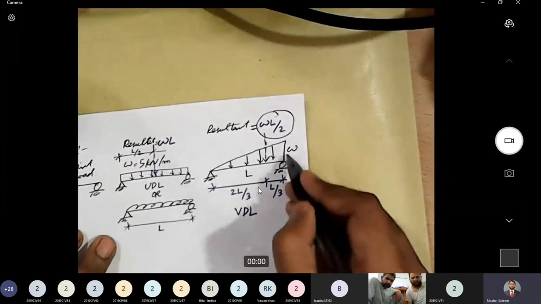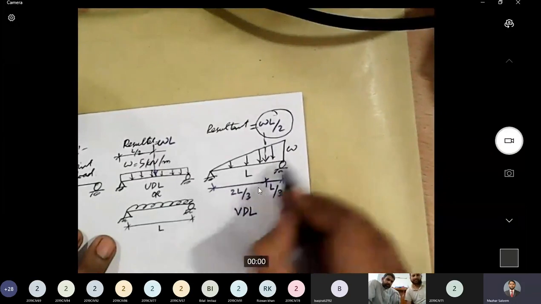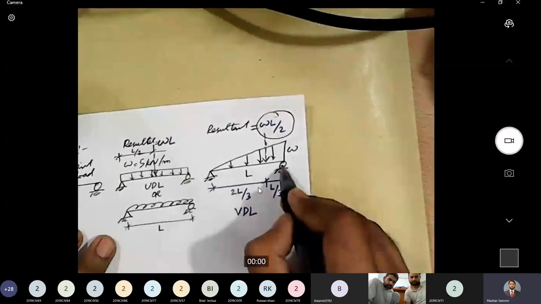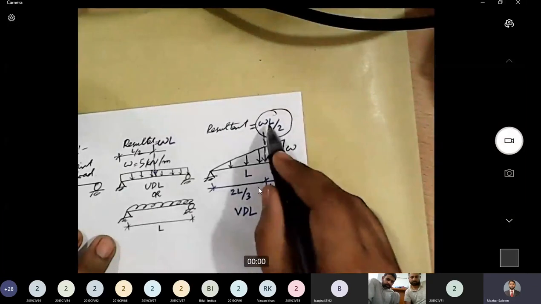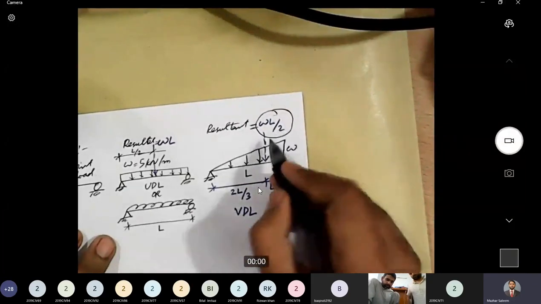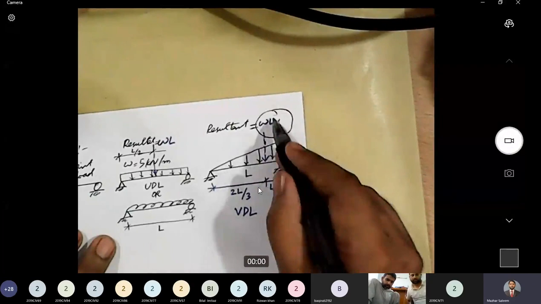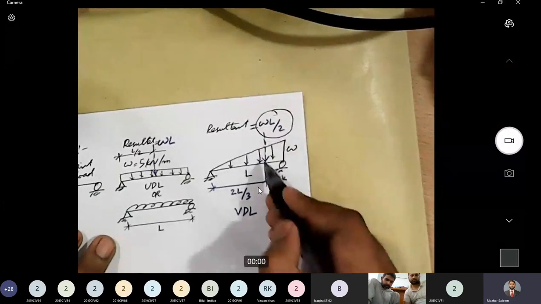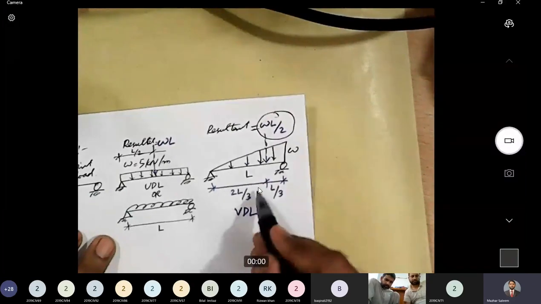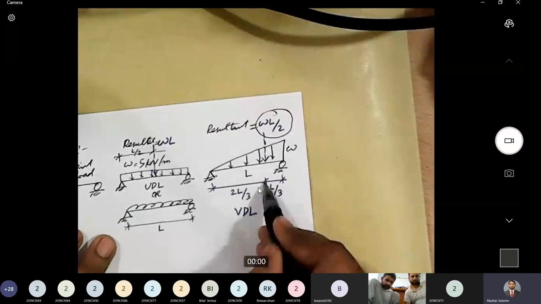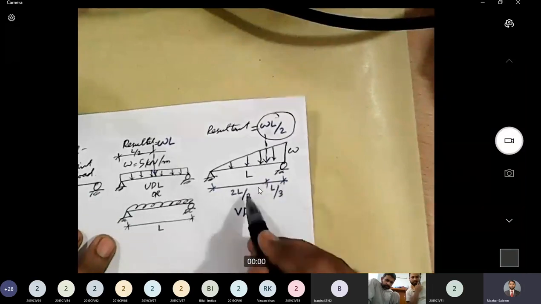Omega is the vertical dimension, L is the horizontal dimension. You may say this is the perpendicular and this is the base of the triangle. So perpendicular into base divided by 2 is the area. That will give you the magnitude of the resultant. And then when it comes to the location of the resultant, from this end it will be 2L by 3 and from this end it will be L by 3.